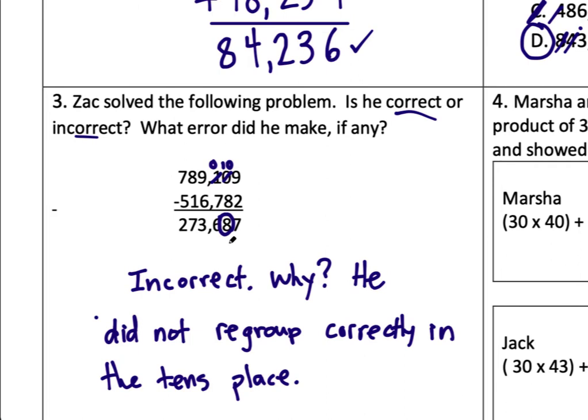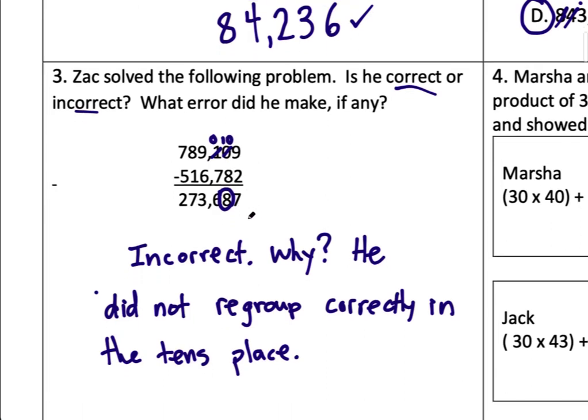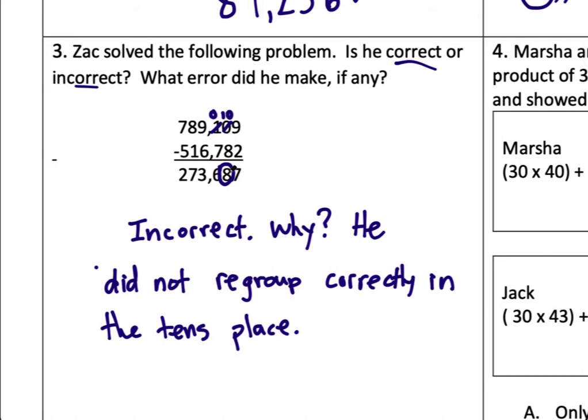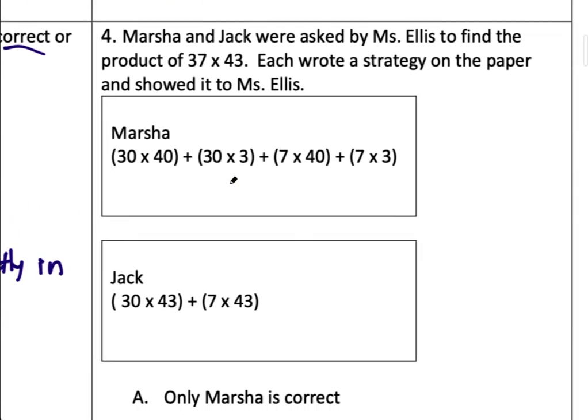And okay, where did he make a mistake? It's obviously right there, which is a common mistake. I see it a lot in 4th grade, but he definitely did not regroup correctly because you should get a 2 in the tens place, not an 8. All right, on to number 4.